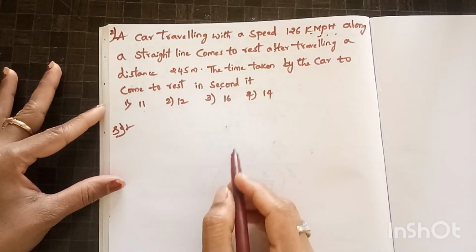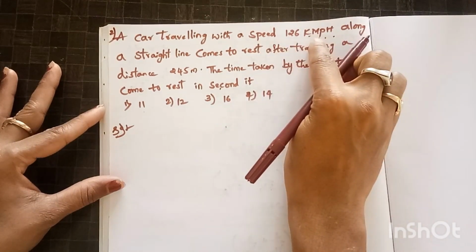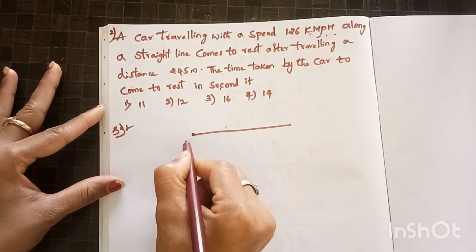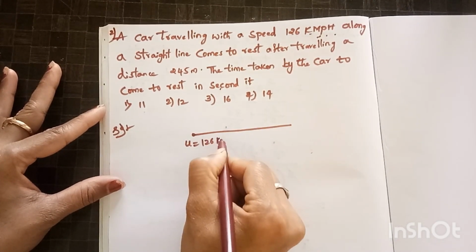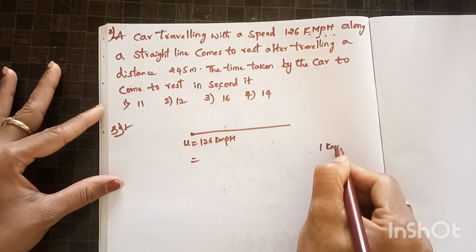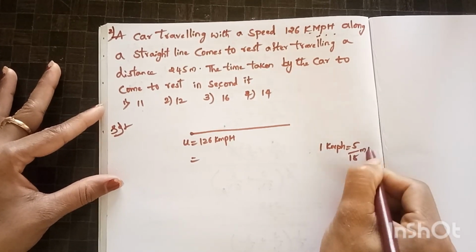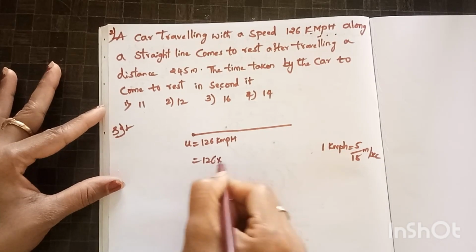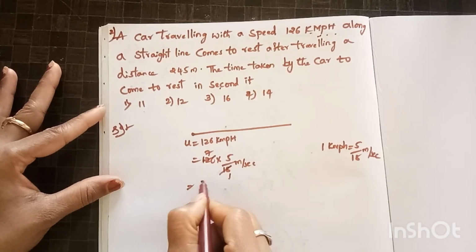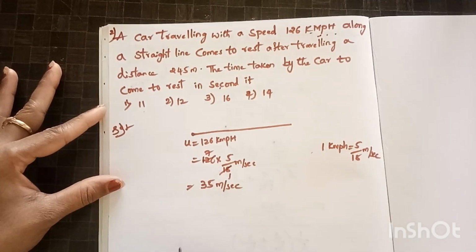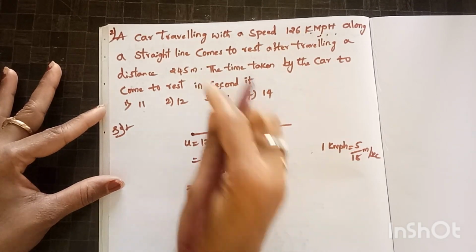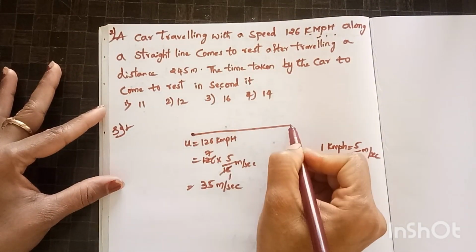First, what is given: a car is traveling with a speed of 126 km per hour. Convert into meter per second. I said that 1 km per hour equals 5 by 18 meter per second. So 126 into 5 by 18 meter per second: 18 sevens are 126, 7 fives are 35 meter per second. So the car is traveling with a speed of 126 km per hour in a straight line and comes to rest.